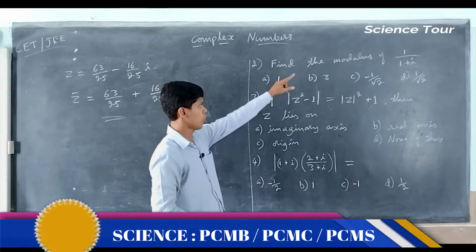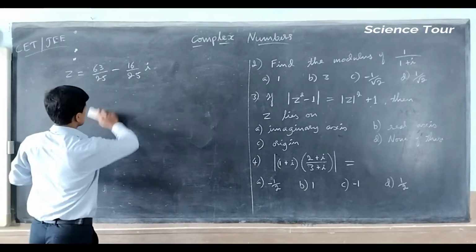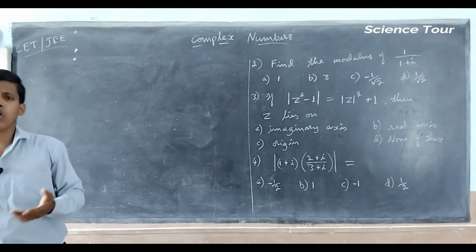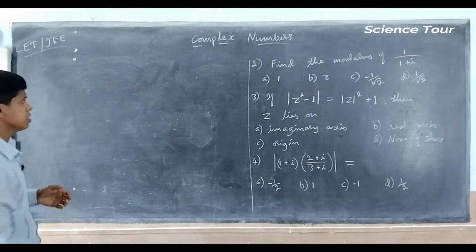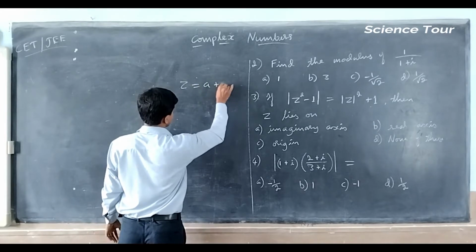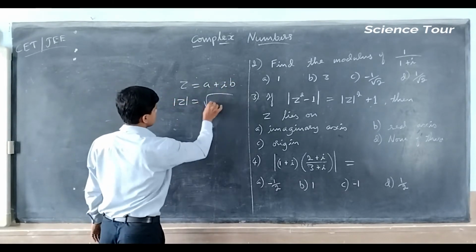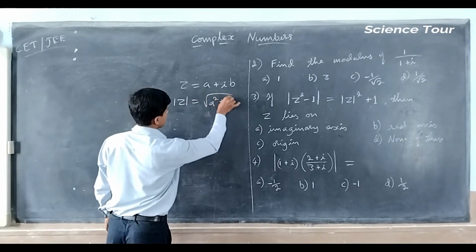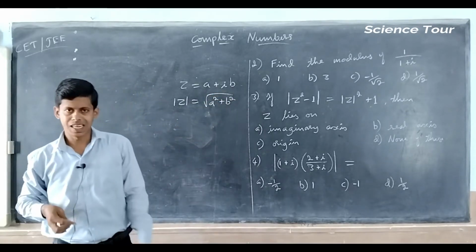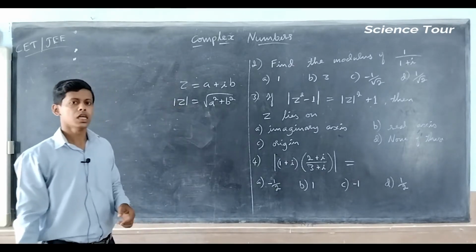Find the modulus. This is a straightforward question. You're asked to find its modulus. Let me just remind you what the modulus is. If you have the complex number a plus ib, then the modulus is the square root of a square plus b square. That's the formula to find the modulus of a complex number.